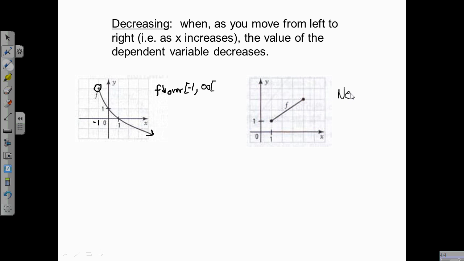Our next example. All right, when is this one decreasing? This one's never decreasing. This one's always going up. So we can just write that it's never decreasing. Piece of cake.